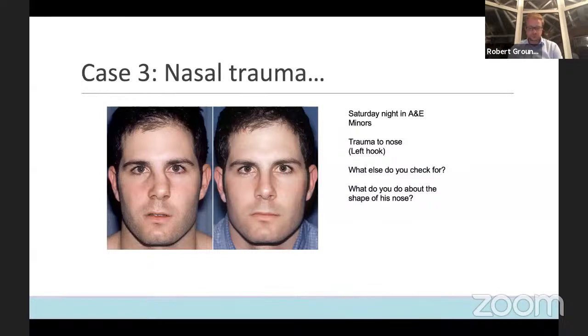less urgently. So anyone want to make any comments about, as well as looking at the shape of his nose, what else would you look for? I'll just give 2 or 3 seconds if anyone wants to comment in there. So people are asking to check for a septal hematoma.